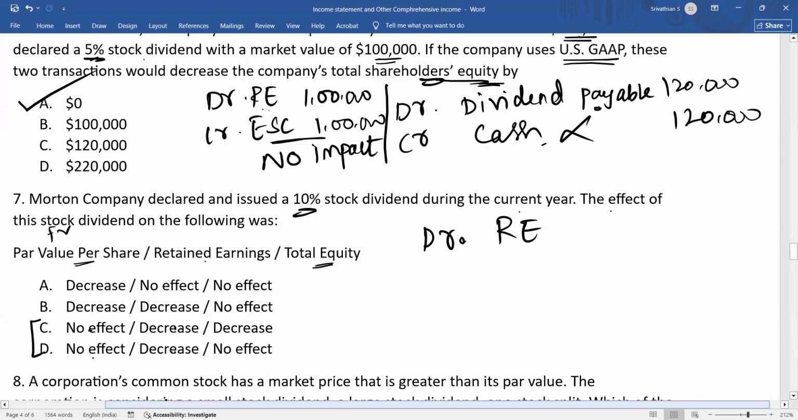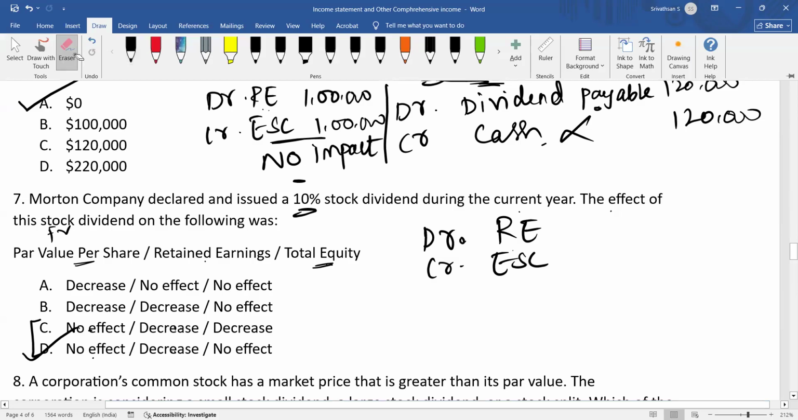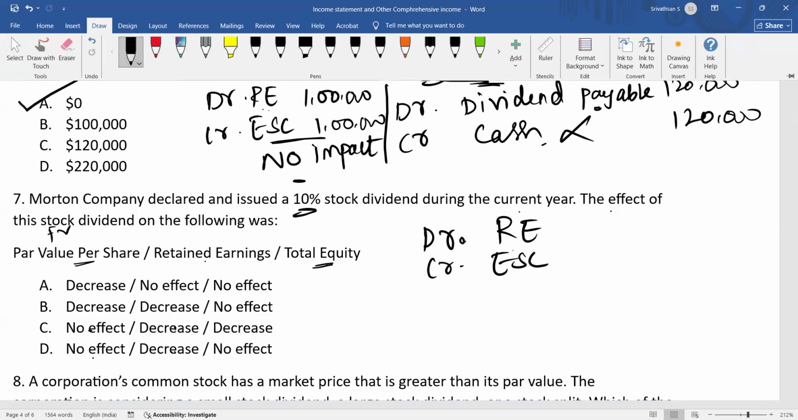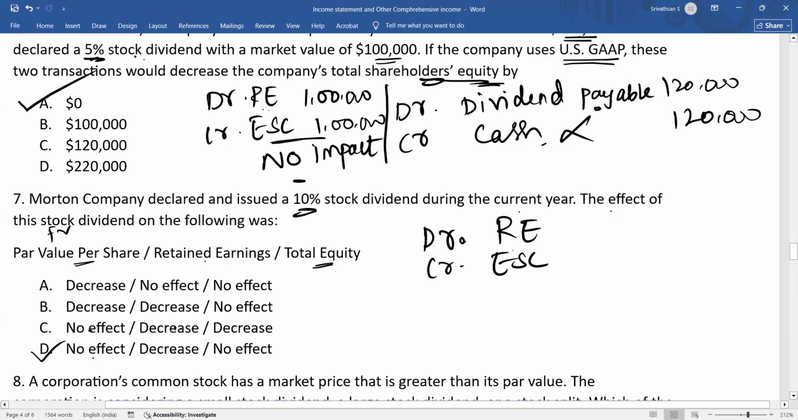What is going to be the impact on total equity because of a small stock dividend? In this question also we discussed what is going to be the impact on total equity because of a small stock dividend? No impact. Why? Because for a small stock dividend, we will debit retained earnings and we are going to credit equity share capital. So no effect on total equity, right? So option D is the right answer. No impact on par value per share. Retained earnings will reduce and no impact on total equity. Option D is the right answer.